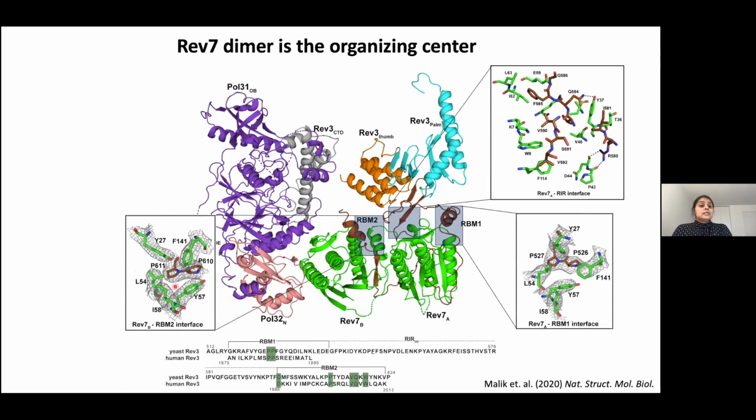We have these prolines which are conserved between the RBMs and between yeast and the human form. And so we think that this type of interaction would be conserved in all other Pol Z eukaryotic species. Also, we think that our Rev7 is an adapter protein which would basically attract other factors in the TLS machinery.